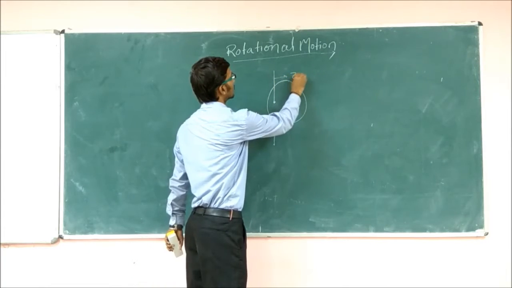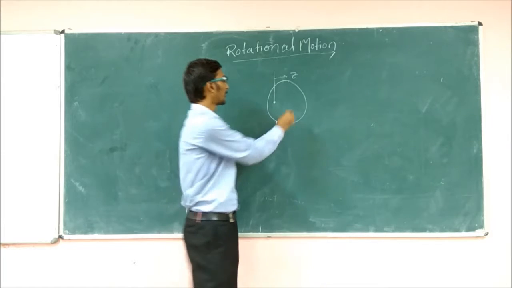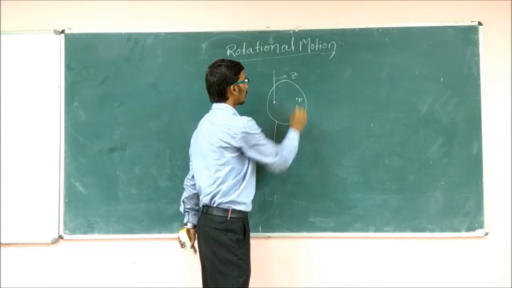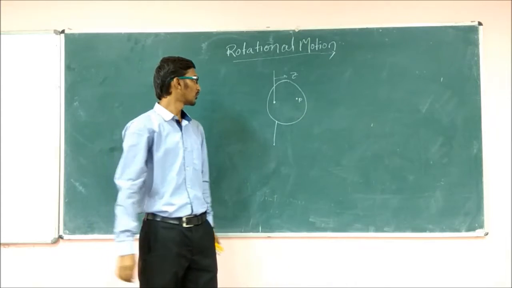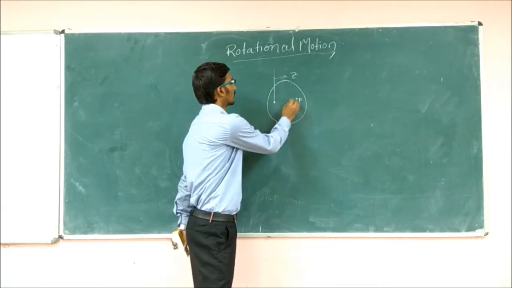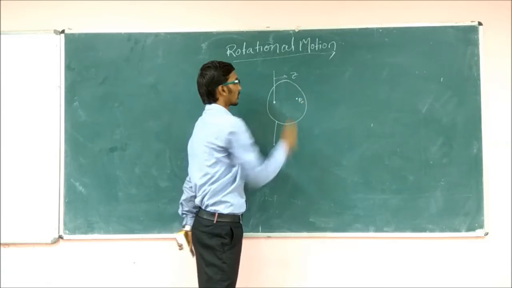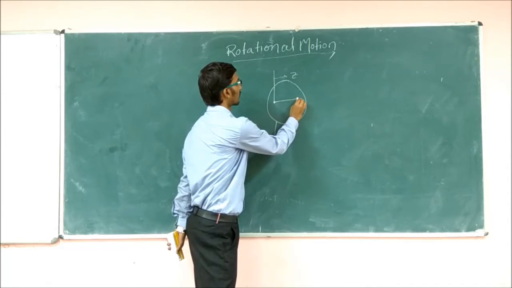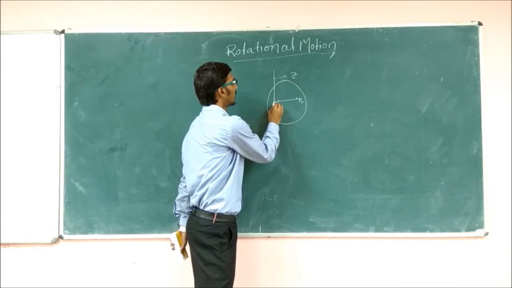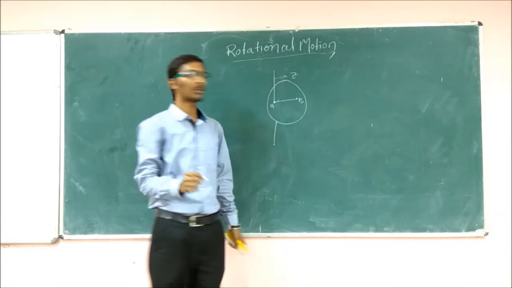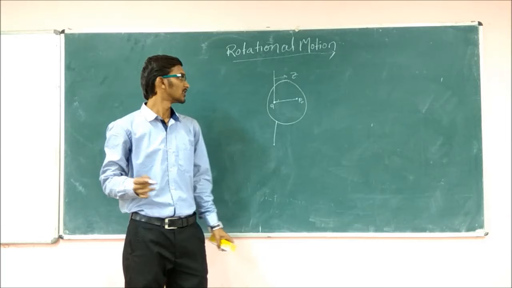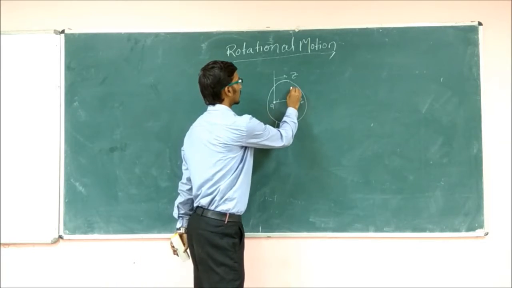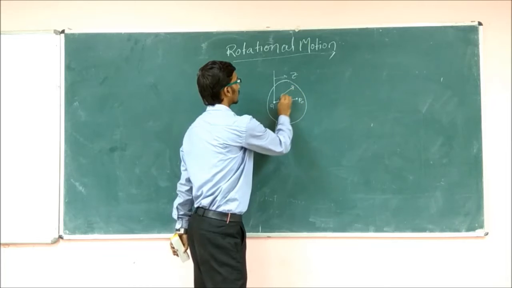and let us call this the z axis, and take any point P on the body. At time t equal to 0, the point is at position P0, and draw a line perpendicular to the axis of rotation from the point. Let it be Q. And after time t, the point has moved through an angle theta and it has attained a new position, that is P.